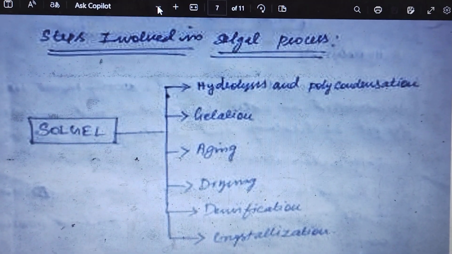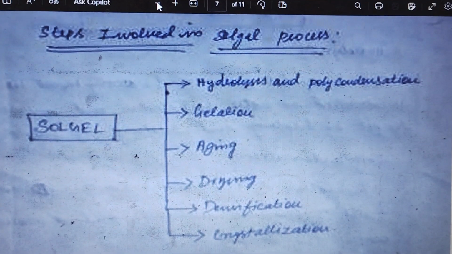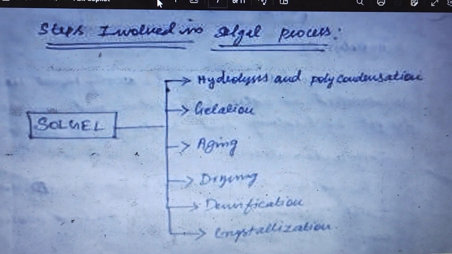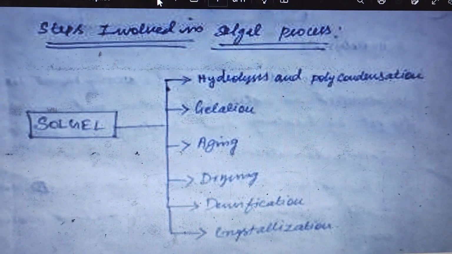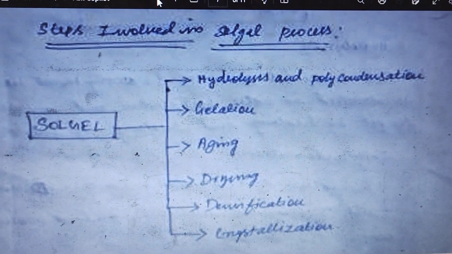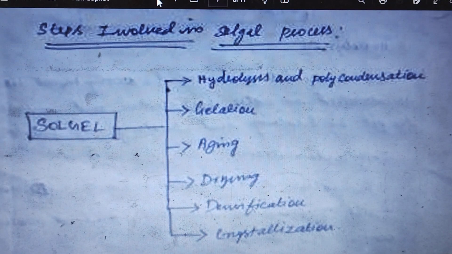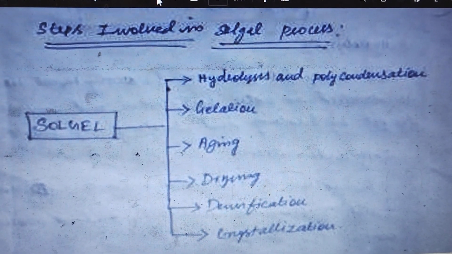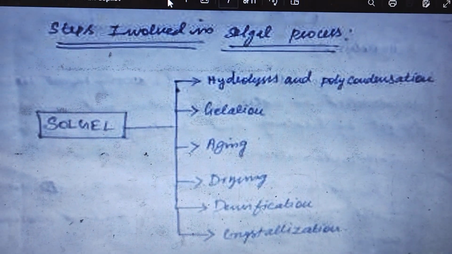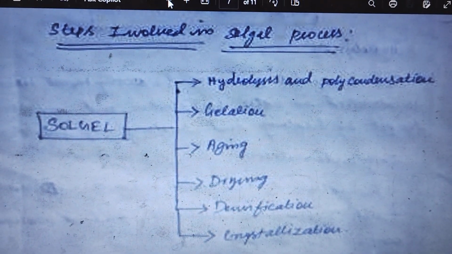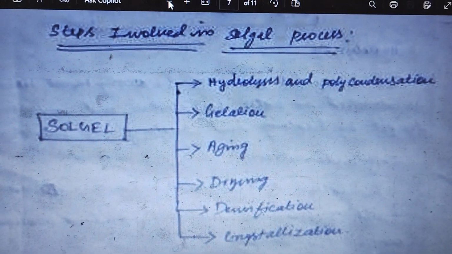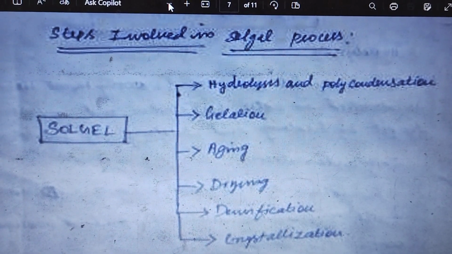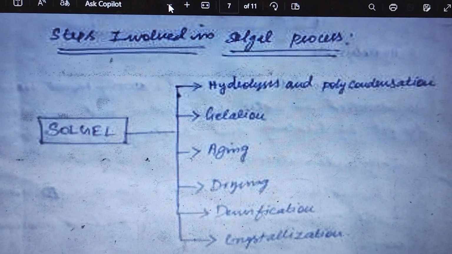What steps are involved in the sol-gel process? In this process, 6 steps are followed. The first one, hydrolysis and polycondensation, then gelation, aging, drying, densification. The final step is crystallization. These 6 steps are very important for the sol-gel process.